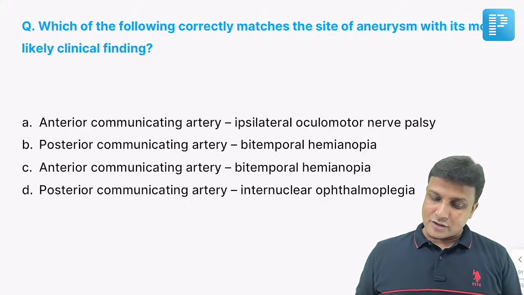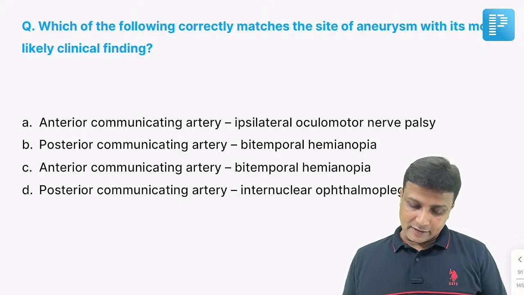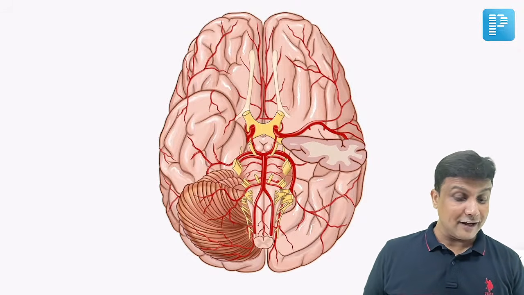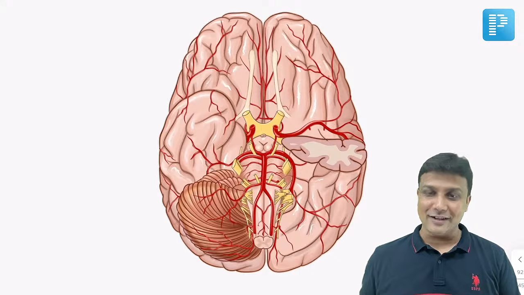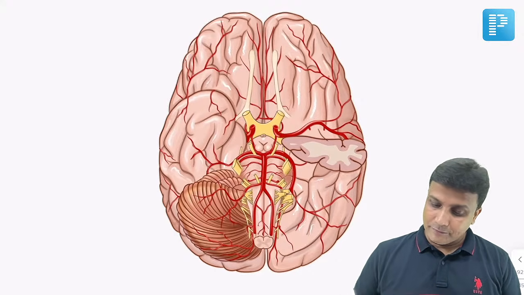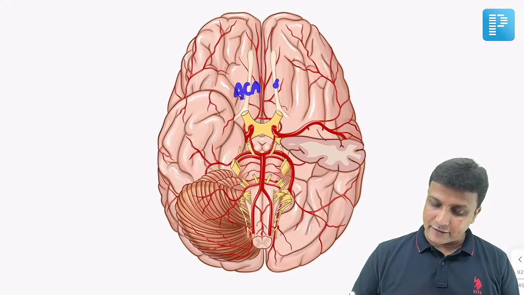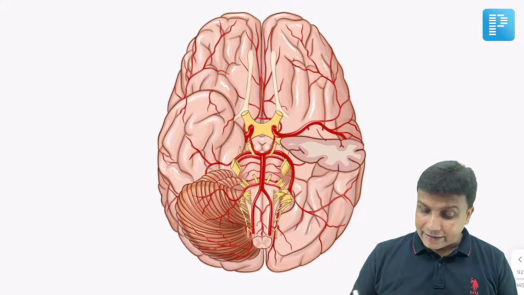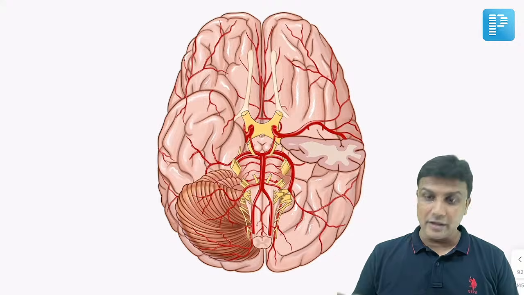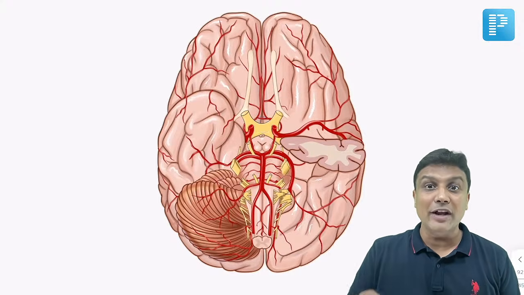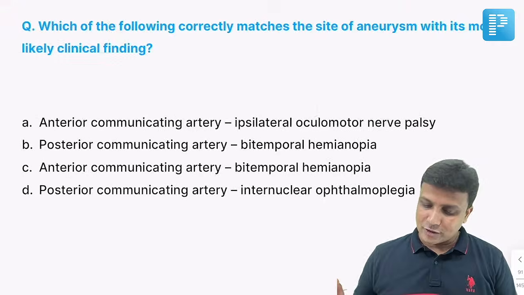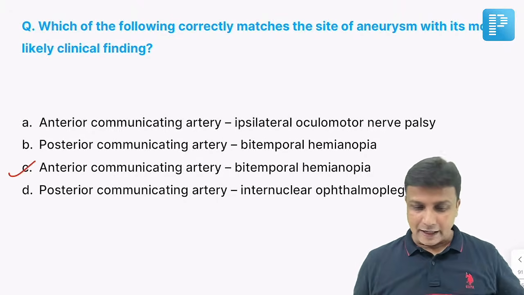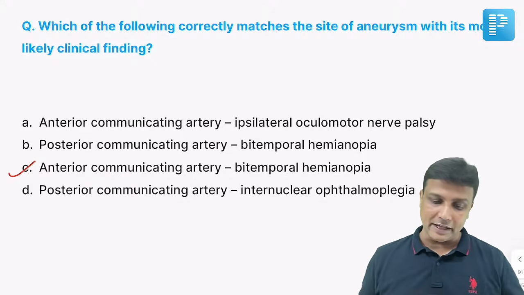Which of the following correctly matches the site of aneurysm with its most likely clinical finding? When you learn about the circle of Willis, absolutely correct, sir. Yes, of course, you are correctly answering there. In the circle of Willis, you'll see the anterior cerebral artery on one side and the anterior cerebral artery on the other side, and they are connected by the anterior communicating artery. If an aneurysm forms in that anterior communicating artery, of course it is going to compress what here? It is very near to the optic chiasma. So what is going to happen? It will lead to bitemporal hemianopia. So the correct answer here will be the anterior communicating artery, bitemporal hemianopia.